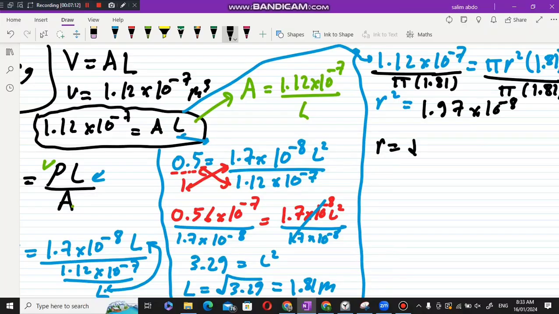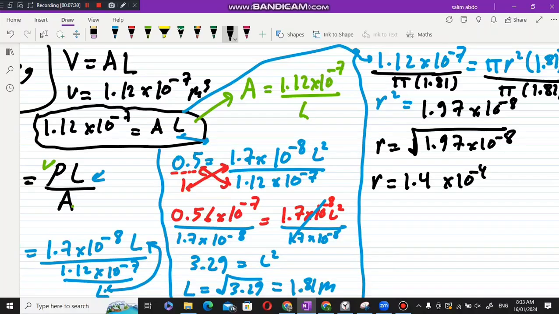So r is equal to square root of this value, which is 1.97 times 10 power minus 8. So we'll get that the radius is equal to 1.4 times 10 power minus 4 meters. This is the radius, and if you want to get the diameter, you know that the diameter is 2 times the radius, which will be 2.8 times 10 power minus 4 meters.